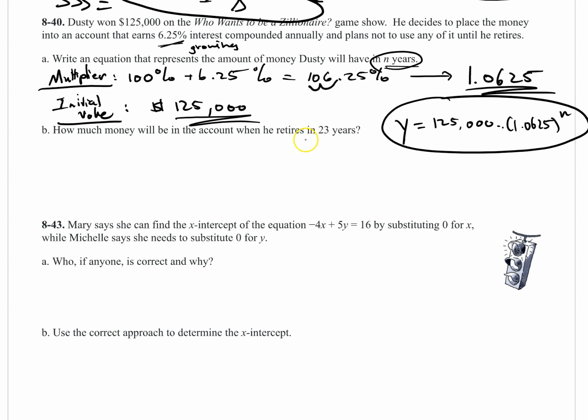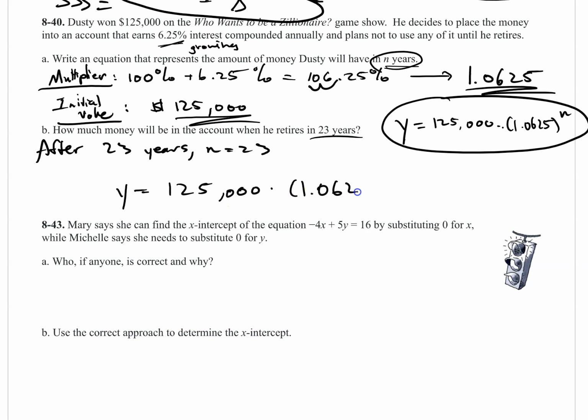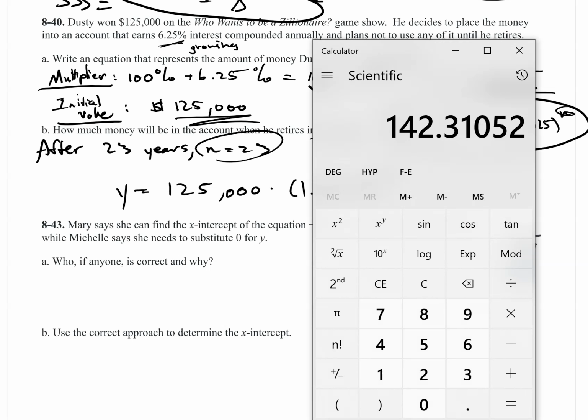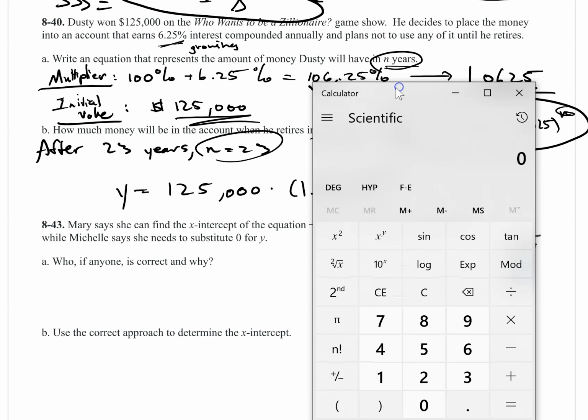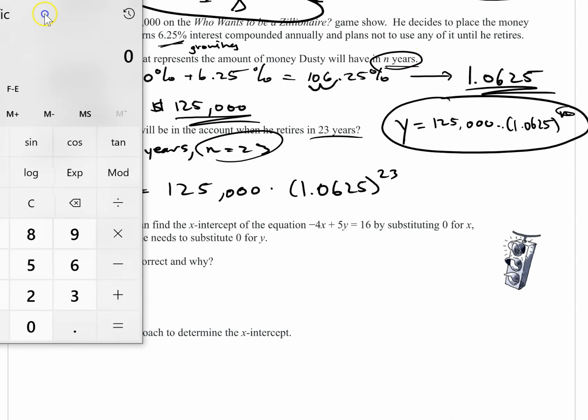How much money is in the account when he retires in 23 years? After 23 years, n equals 23. So y equals 125,000 times 1.0625 raised to the power 23. You plug in n for 23. Seeing as this is a PEMDAS situation, we need to do the exponent part first.